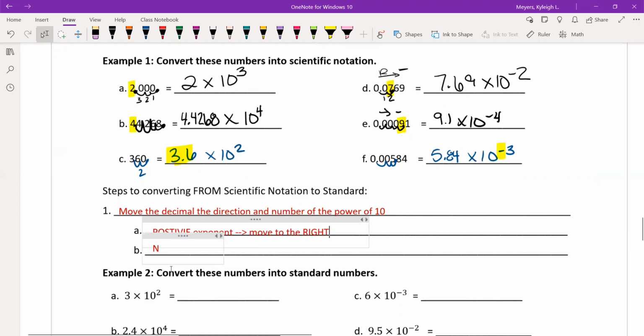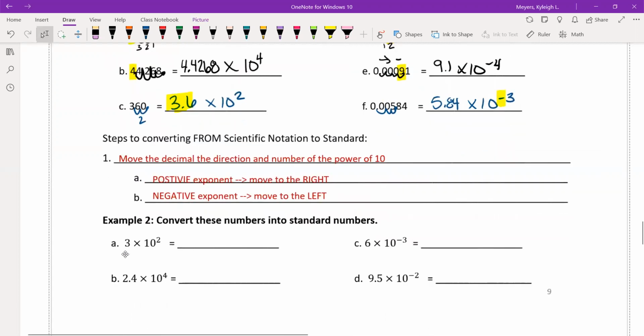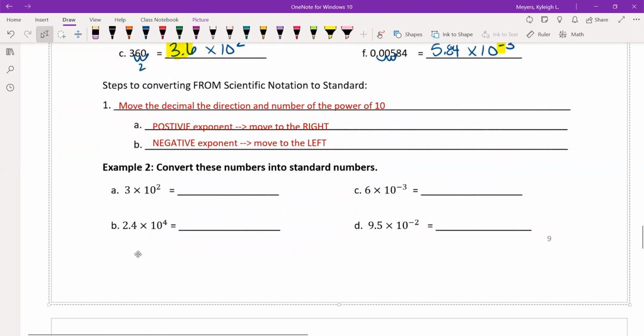So the opposite of what we do up there. If it's a negative exponent, we move to the left, however many. Okay, so again, if you need to jot that down, pause it. Otherwise, I'm just going to get started.